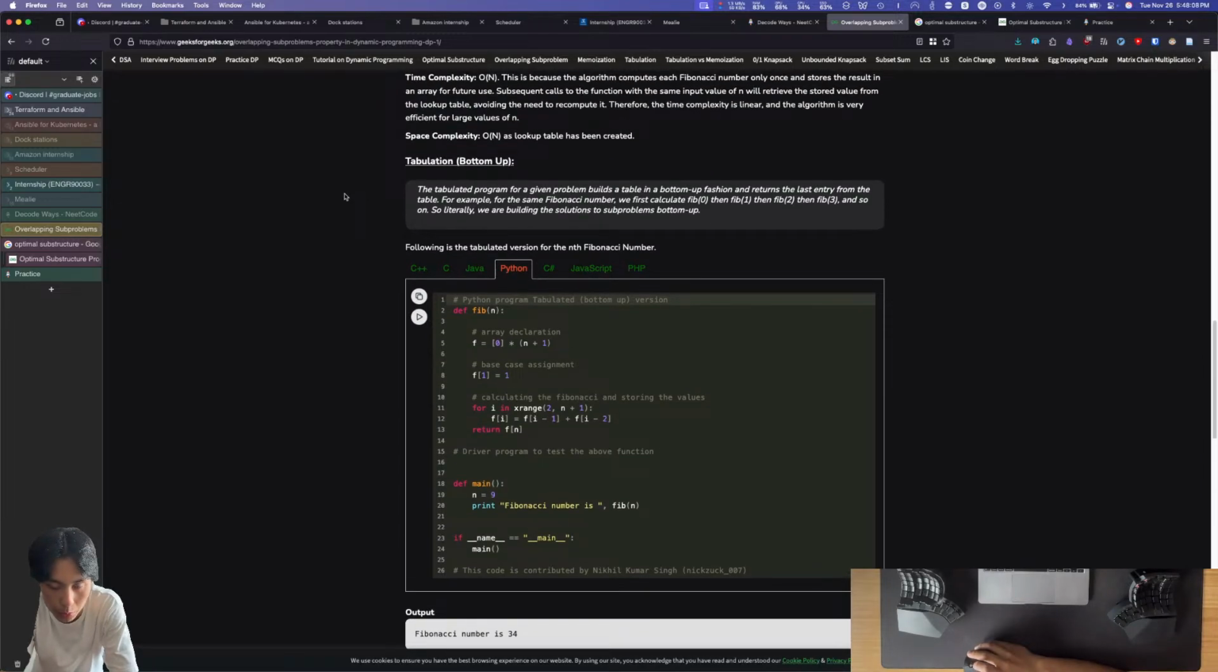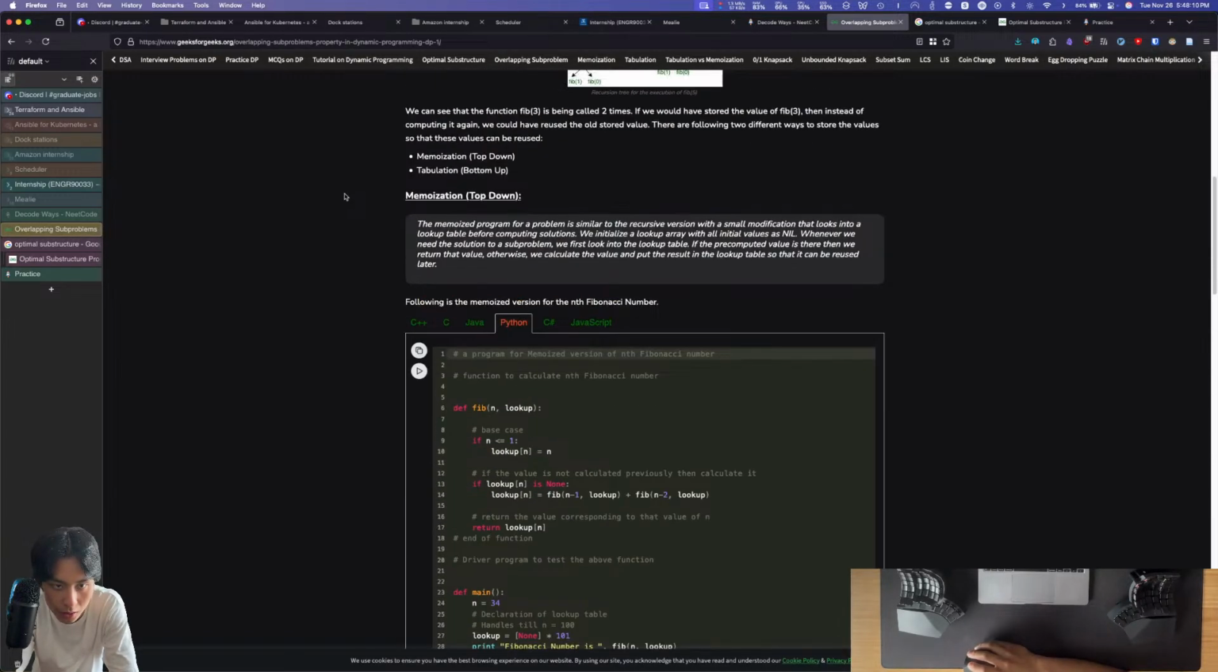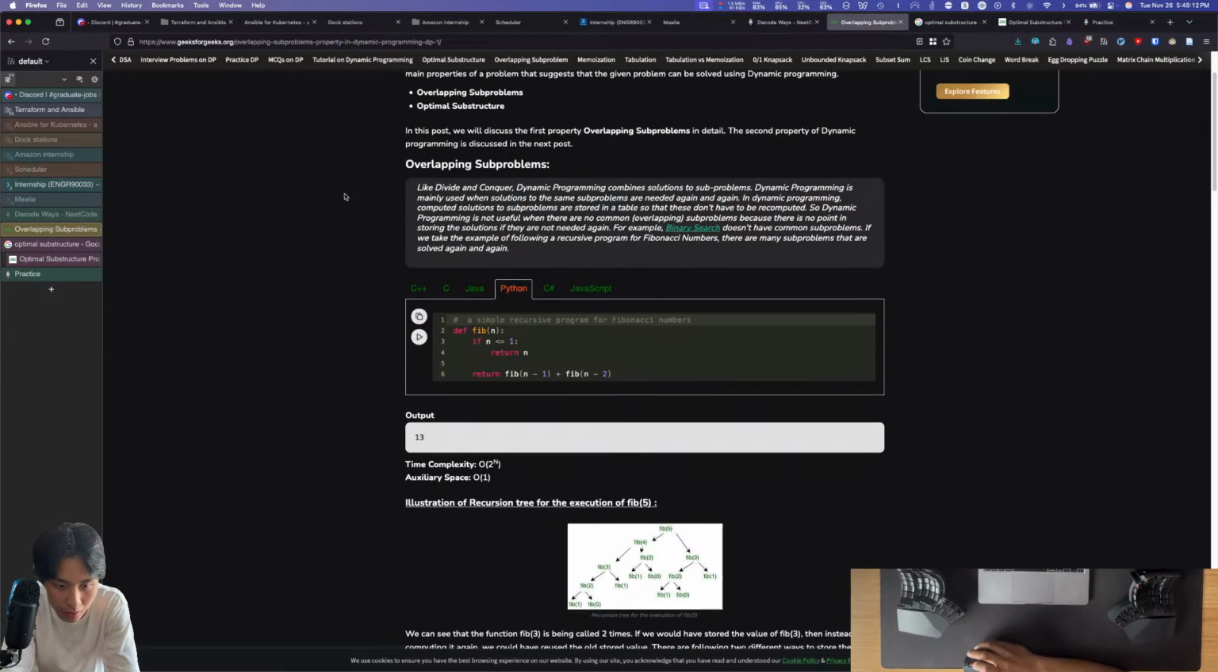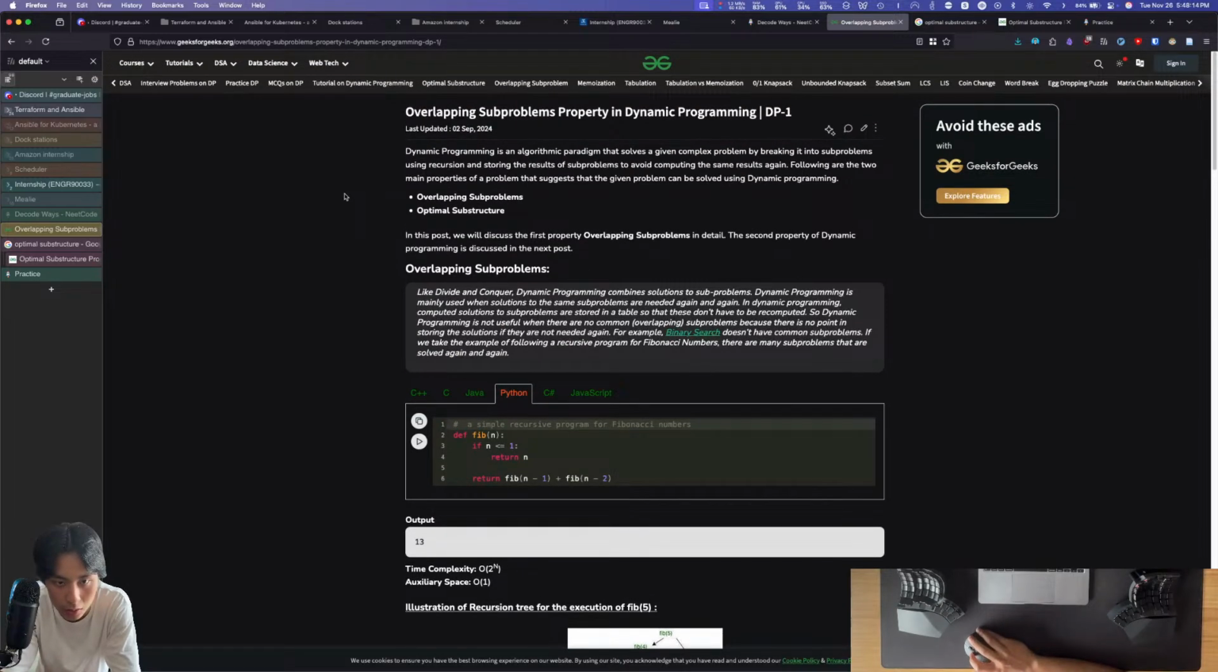Tabulation bottom up versus memoization top down. Like, what is the difference of memoization?